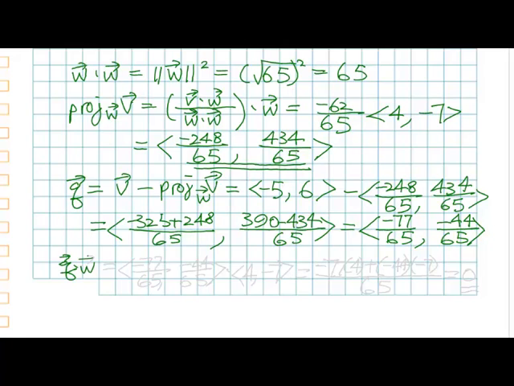Vector q dot vector w equals negative 77 over 65, negative 44 over 65 dot 4, negative 7, which equals the product of the x components plus the product of the y components. By chance, both denominators are 65. We can combine them together as negative 77 times 4 plus negative 44 times negative 7 over 65, which is 0, showing that vector q and vector w are orthogonal.